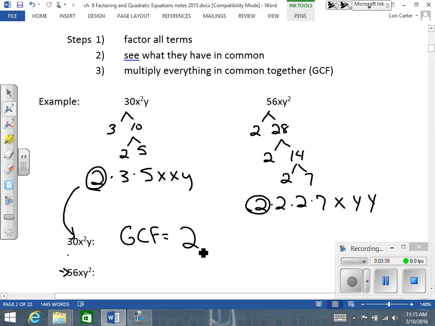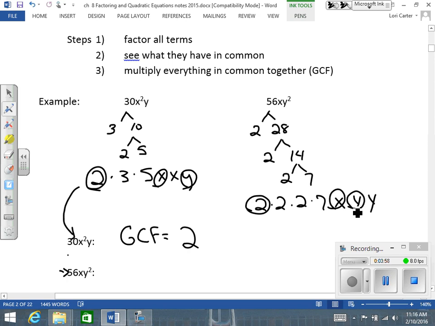What if they had had a 3 in common? Then you write the 3. And what is 2 times 3? 6. I would have actually done that multiplication. Okay, do I have an x in common? Yes. I have an x. Do I have another x? No. Do I have a y? Yes. So the answer is 2xy.